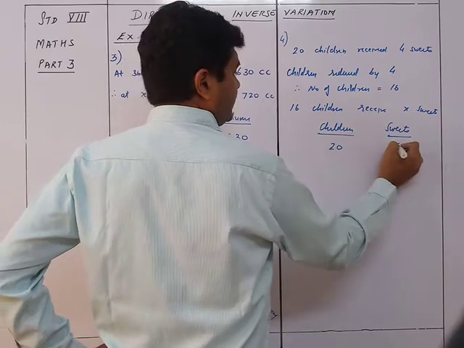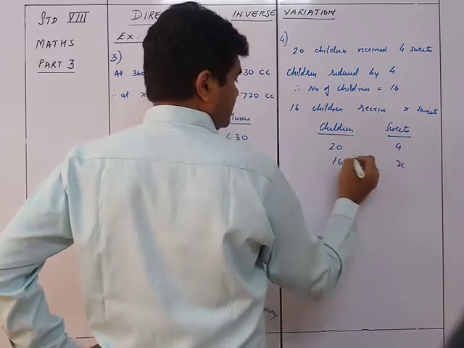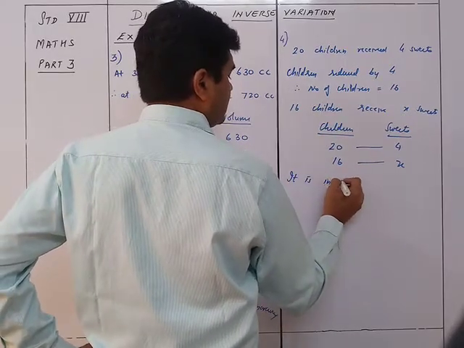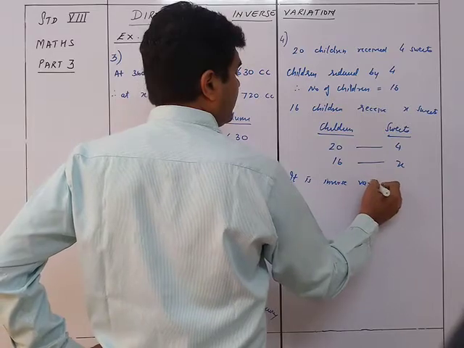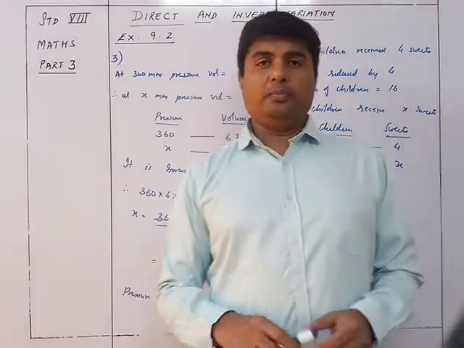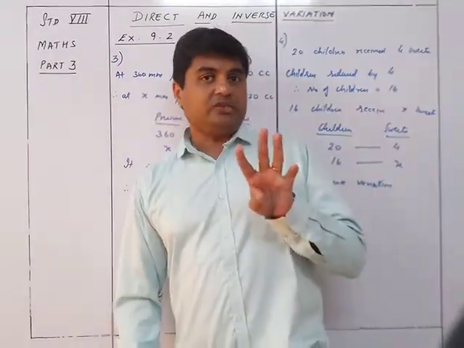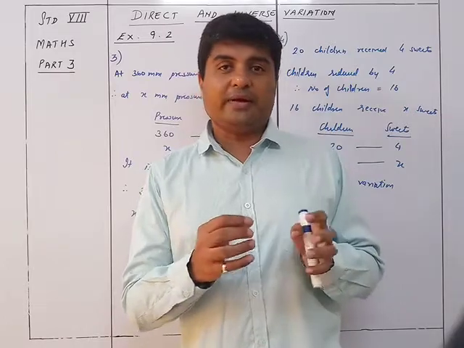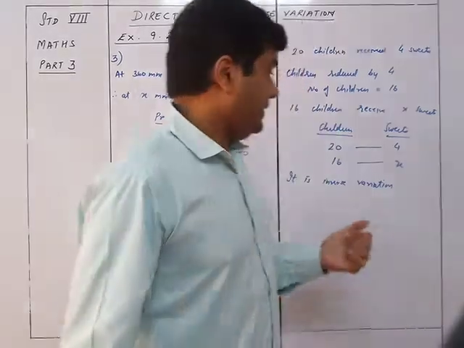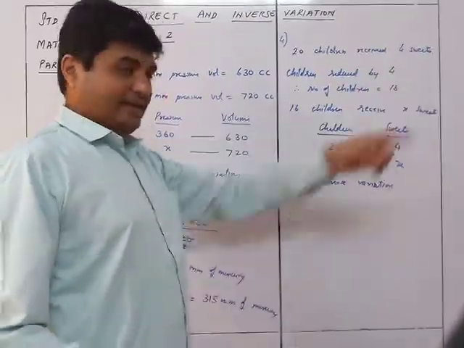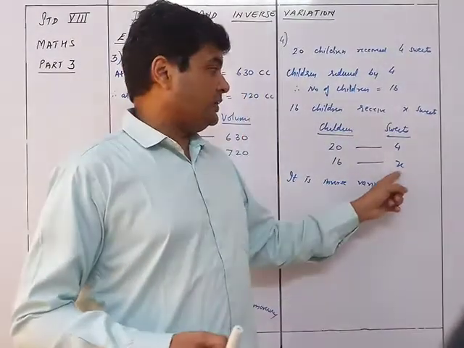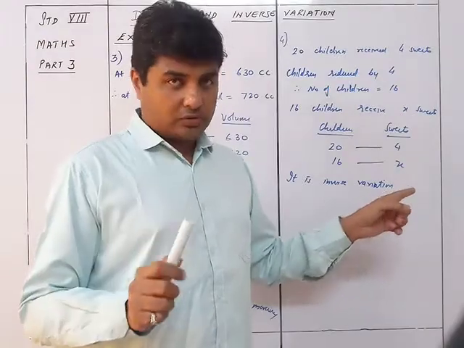Children are 20, sweets are 4, 16 will be X. Direct variation, inverse variation. So it is inverse variation. Why is it inverse variation? You know very well that if, between 20 students, you are going to get 4 each, and the number of students increases, then what happens automatically? It gets distributed among more people, so each gets less. Accordingly, if the number of students decreases, this will increase, right? You can also keep an eye on that. If your answer is less than 4, that means you have gone wrong somewhere.